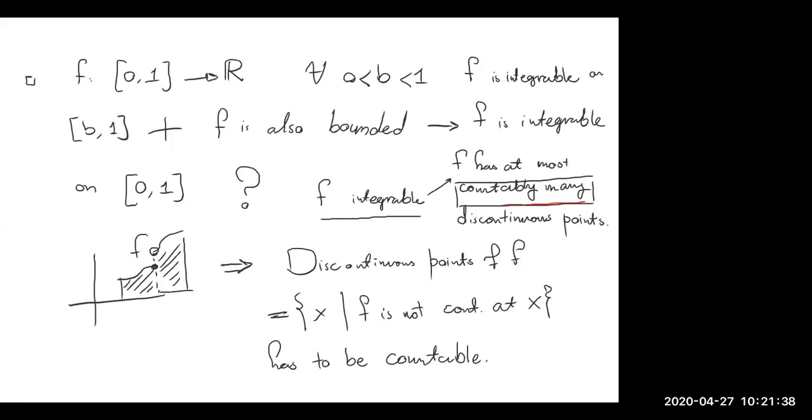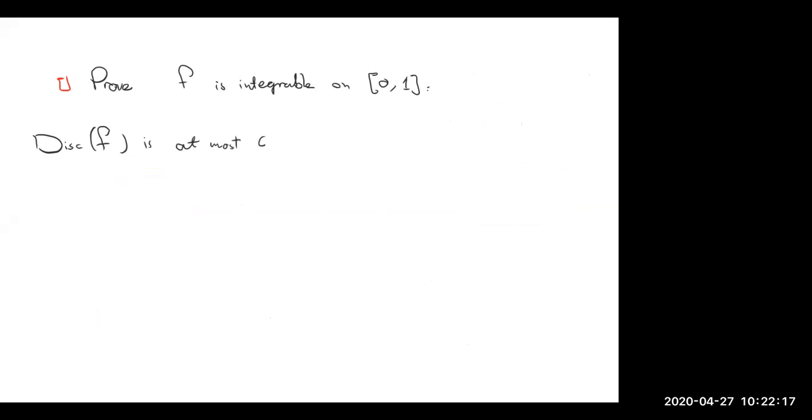Okay, so the first thing to prove, if we want to show f is integrable on the interval 0 to 1, is to show, okay, so we are now trying to prove f is integrable on the set 0 to 1. So I should prove that the set of discontinuous points of f is at most countable. This is what I want to prove.